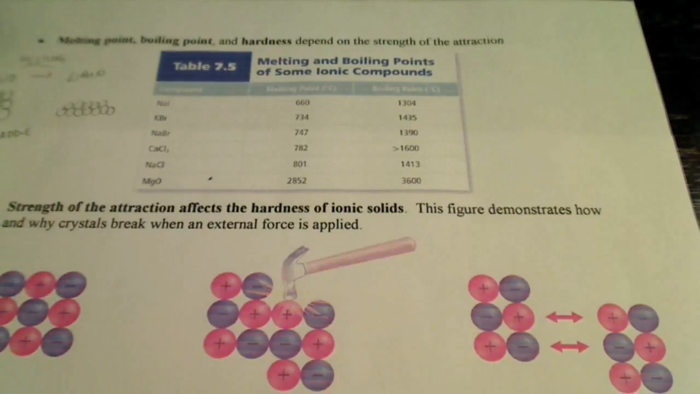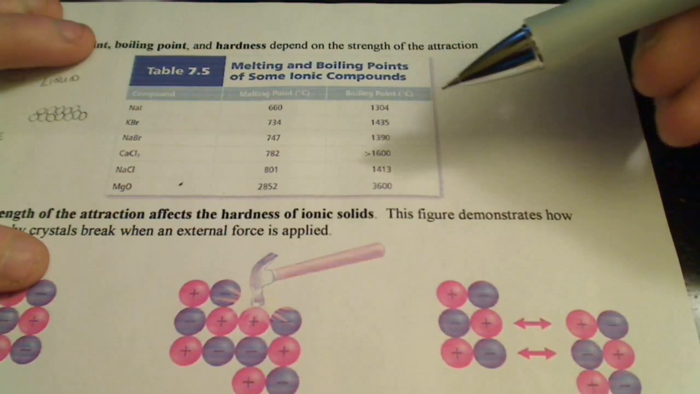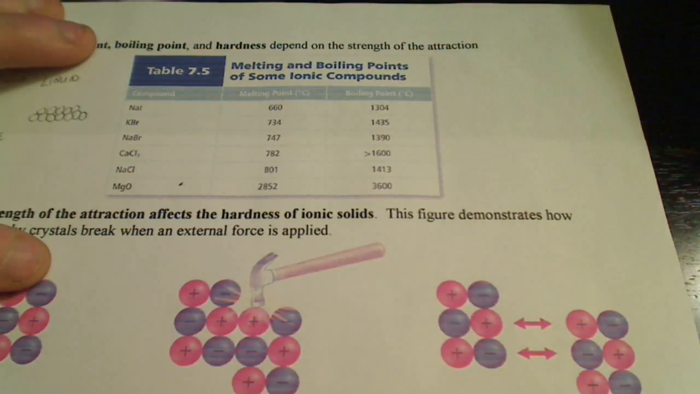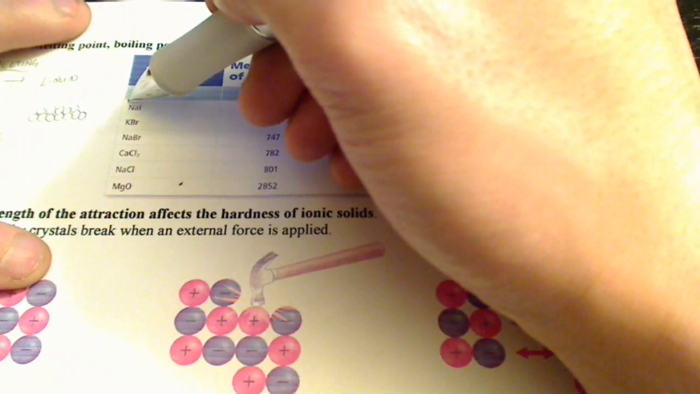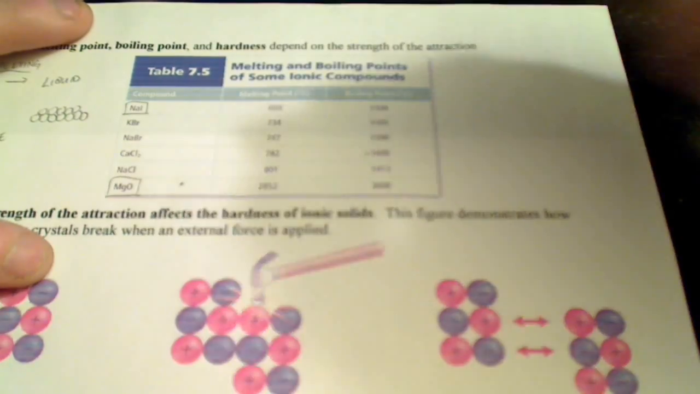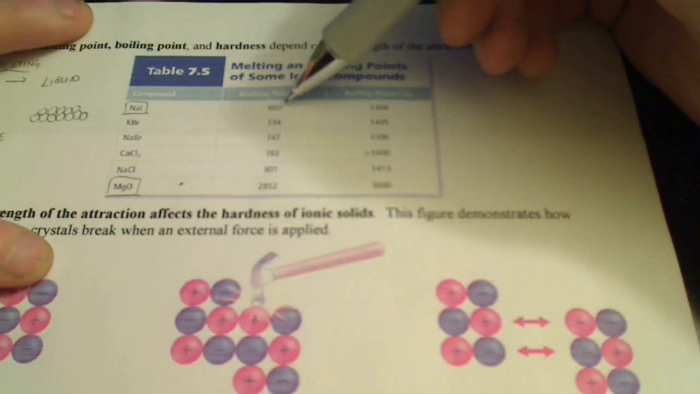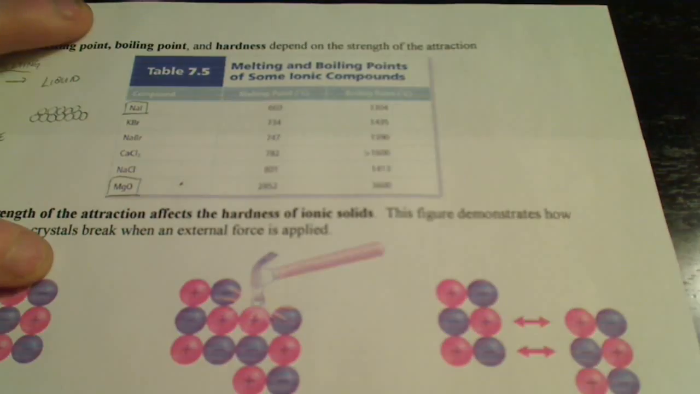We add energy. So on this table, I know you probably can't see it very well in the overhead. Every so often it might go in and out of focus, but let's take a look at the extremes: sodium iodide and magnesium oxide. The melting point for sodium iodide is 660 degrees Celsius. You'll see that it's going to be relatively high.